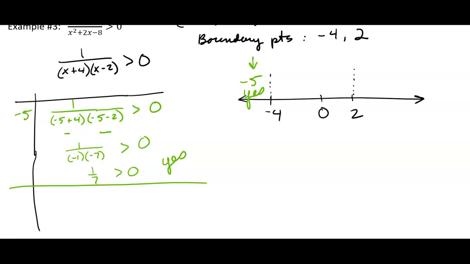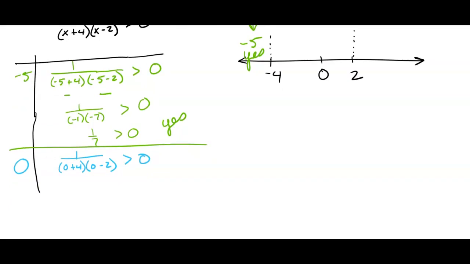Okay, now pick a number between -4 and 2. I'll pick 0, because you know I like 0. So 1 over, and then that's 0 plus 4, so that factor is positive, and 0 minus 2, that's negative. So I don't have a good feeling about this working, because I'm going to have 1 over -8, and is that going to be greater than 0? No, because it's negative, so it's not greater than 0. It's a -1/8. Okay, so that one doesn't work.